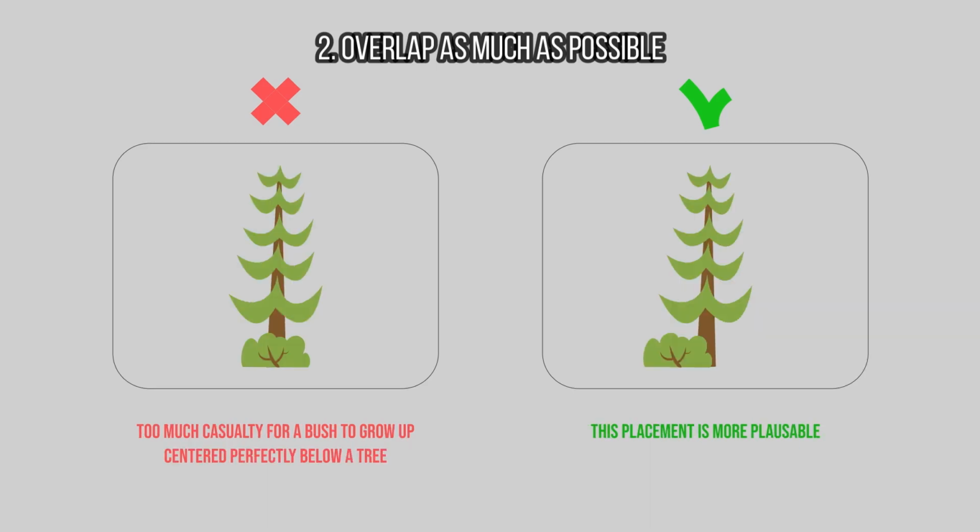One thing you'll see me do is to place a lot of bushes below trees, or patches of grass in front of rocks, or trees slightly overlapping other trees. If it is possible to overlap something, do it. And remember to follow the previous rule. Never put something that aligns perfectly in the middle of something, like a bush that is centered perfectly below a tree.